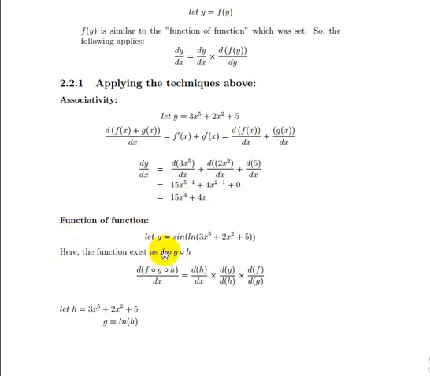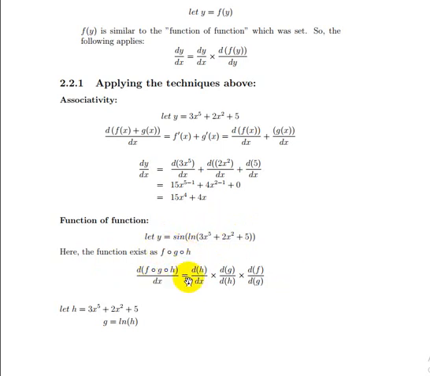Function of function. Let's say I have y equals sine of ln of 3x to the power 5 plus 2x squared plus 5. So this is my function. You see that here I don't just have two functions present inside, but I have three functions, a function of third degree. So you realize that you have a function, let's say, h, you have a function g, and you have a function f.